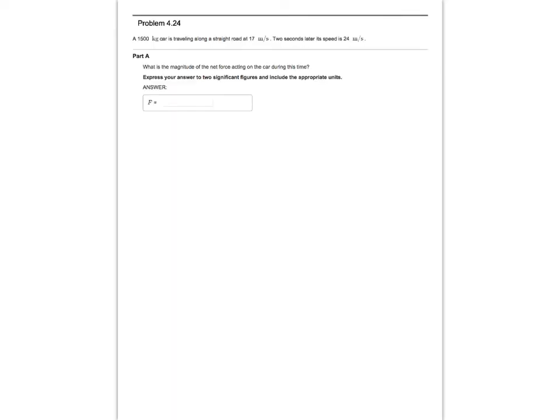Up next, we have a 1,500 kilogram car that's traveling along a straight road at 17 meters per second. And then 2 seconds later, it speeds up to 24 meters per second. We want to know the magnitude of the net force acting on the car during this time. So the first thing I'm going to do is we have some information here about the velocities and the time. So I'm actually going to set up my kinematics first, because that's going to allow me to find my acceleration, and that's going to ultimately help me find my force.